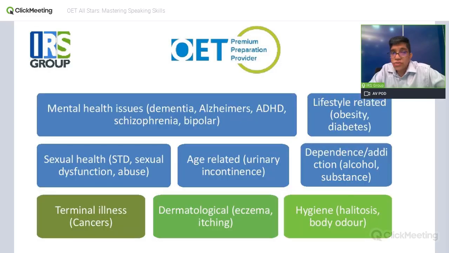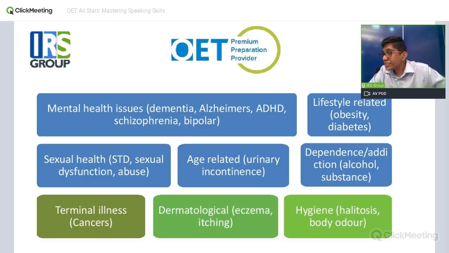So I've got a few examples on the screen. Now, this is not an exhaustive list. It doesn't cover everything, but just a few examples which could come under the scanner for you in handling sensitive or embarrassing situations. So you have mental health issues like dementia, Alzheimer's, ADHD, schizophrenia and bipolar disorder, lifestyle related like obesity and diabetes, sexual health as we have discussed.